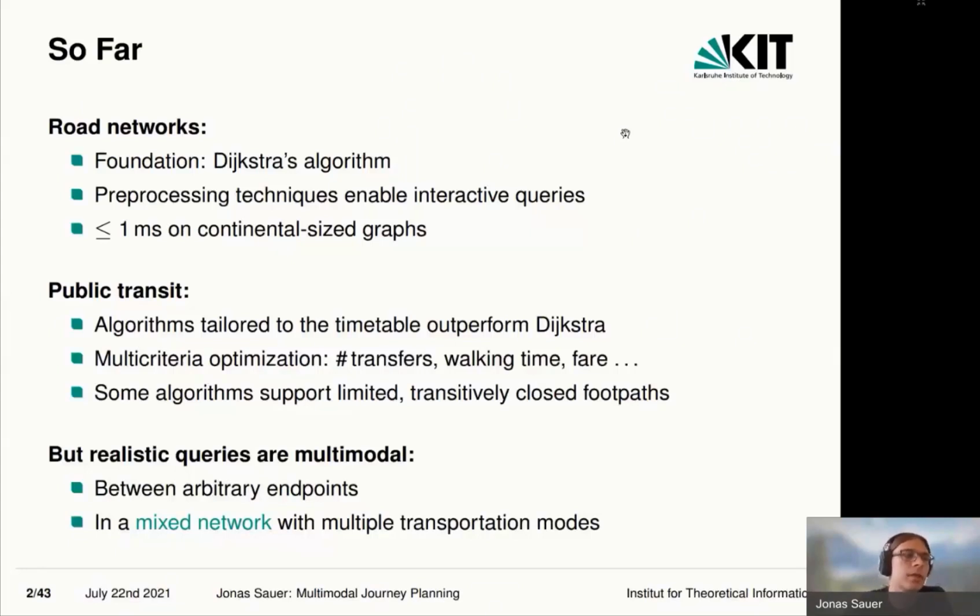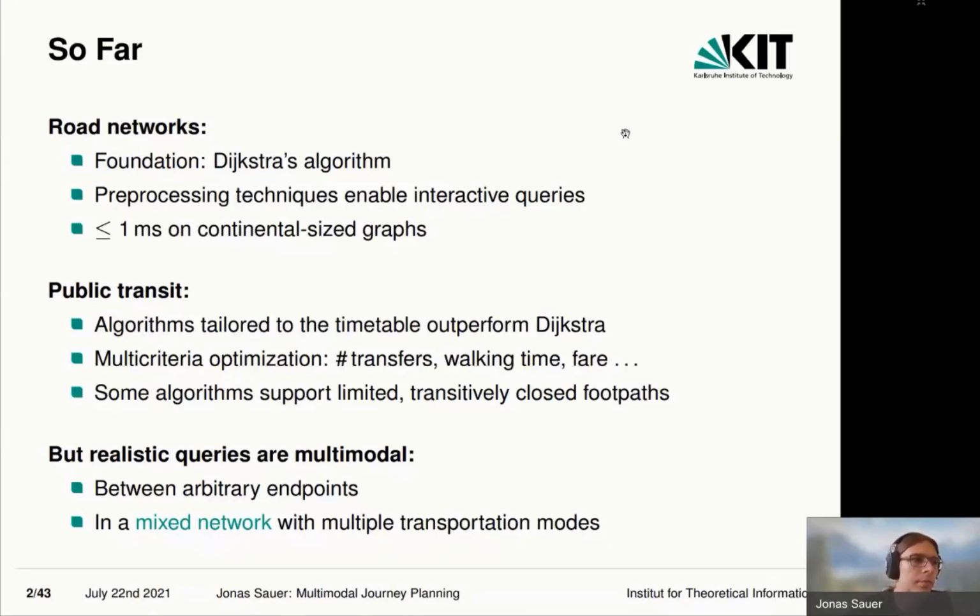For public transit, we saw that algorithms tailored to the specific structure of the timetable outperformed Dijkstra's algorithm. We looked at multi-criteria optimization. We saw that optimizing arrival time alone is not enough. And we looked at criteria like number of transfers. I don't think we actually saw walking time in the last session, but we will be looking at that now. And we looked at fare.